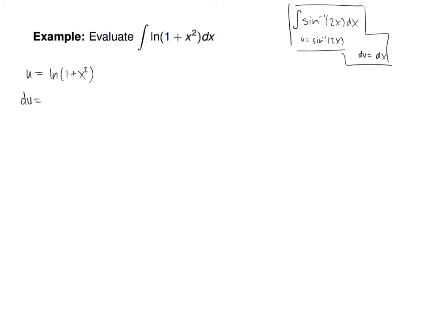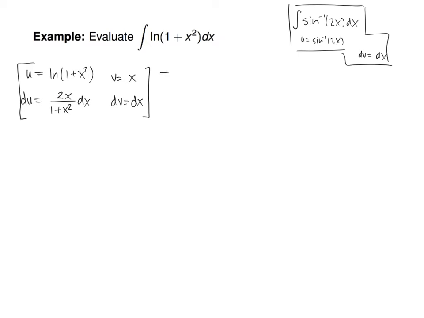And its derivative is? 2x over 1 plus x squared. Do you guys understand where the 2x came from? Yeah. That came from the chain rule. And the only thing left to be your dv is dx, and your v is equal to x. Give you a big fat hint. Stuff you miss in your quizzes often shows up in your tests. You have to make sure that you figure that stuff out.